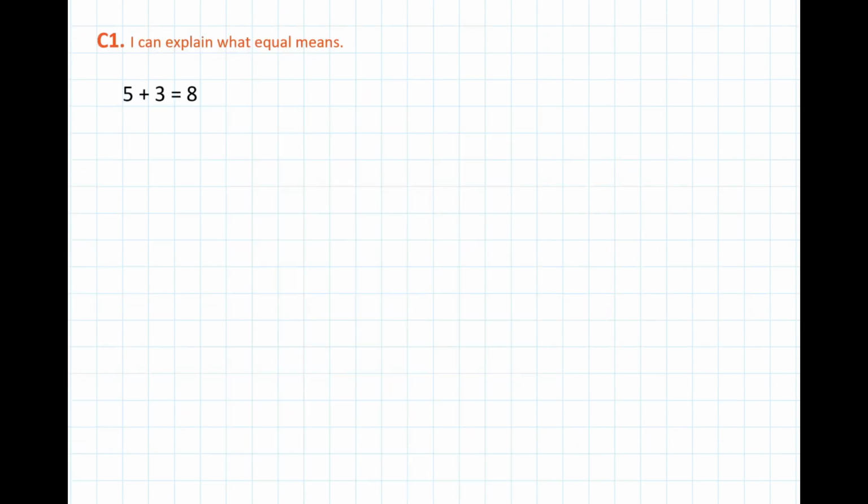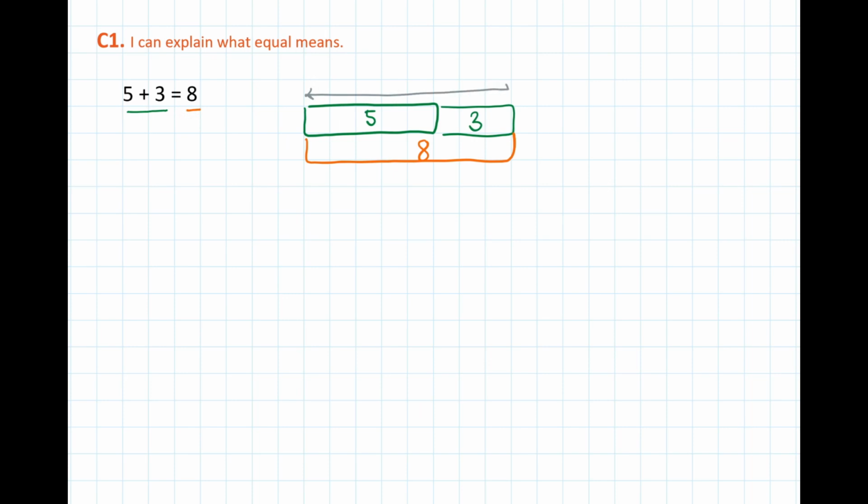Let's start with C1. The number sentence we can see is 5 add 3 equals to 8. This means that the left-hand side is equal to the right-hand side. We can see that because the 2 bars on the top are equal in length to the bar at the bottom. So 5 add 3 equals to 8.